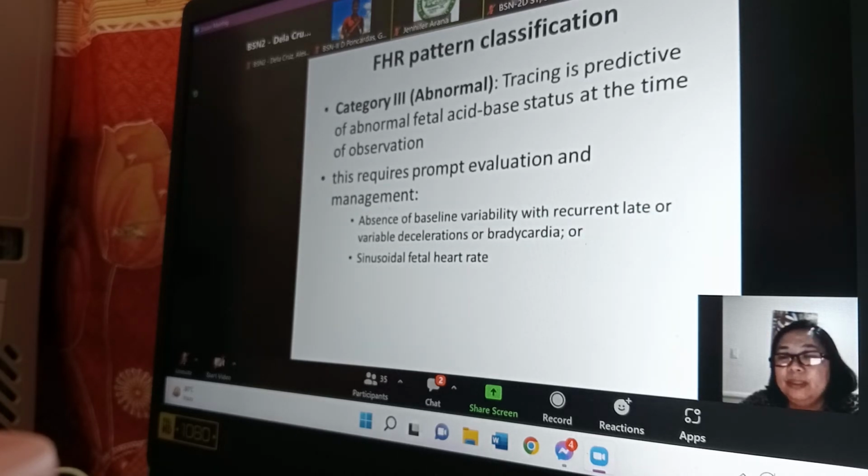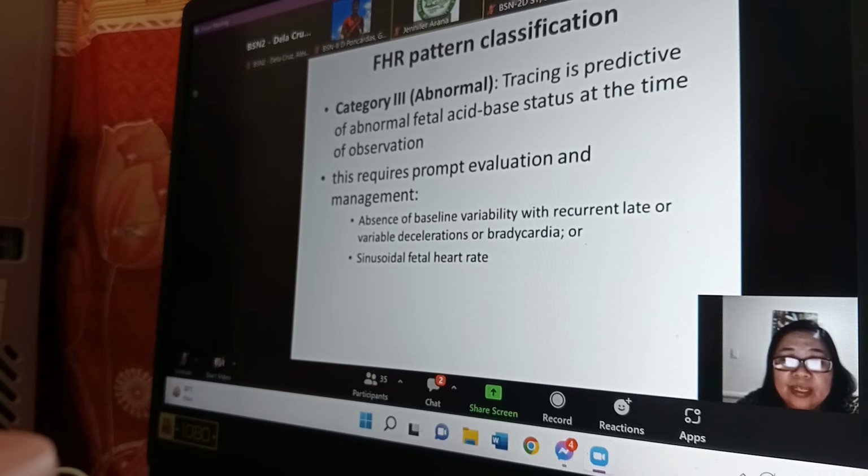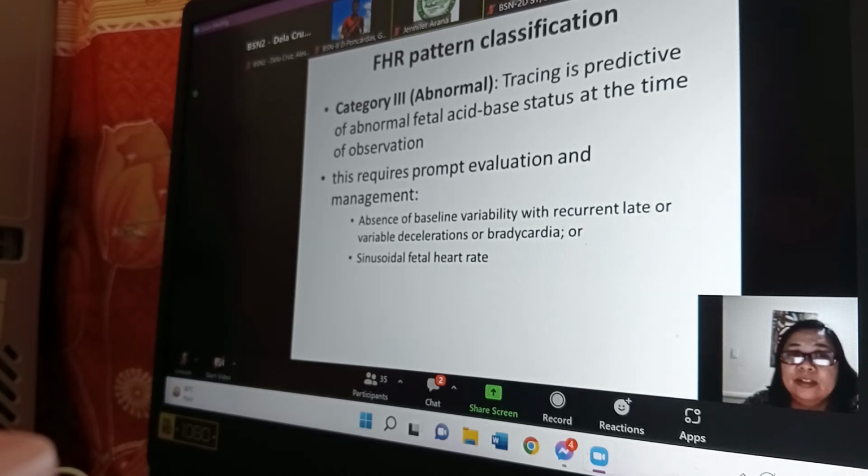Category 3 is abnormal. In here, the tracing is predictive of abnormal fetal acid-base status at the time of observation. This requires prompt evaluation and management. There is absence of baseline variability with recurrent late or variable deceleration or bradycardia or sinusoidal fetal heart rate. So, kinahanglan gyud siya i-intervene dayon ang category 3 na fetal heart rate pattern.